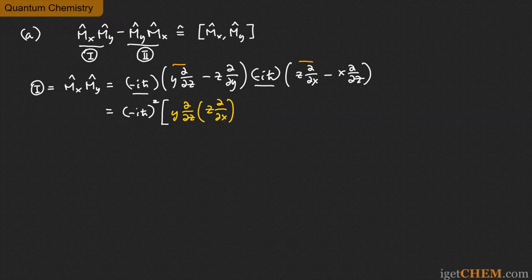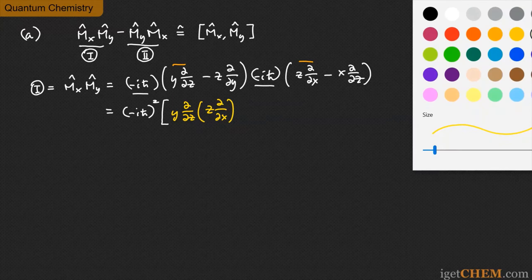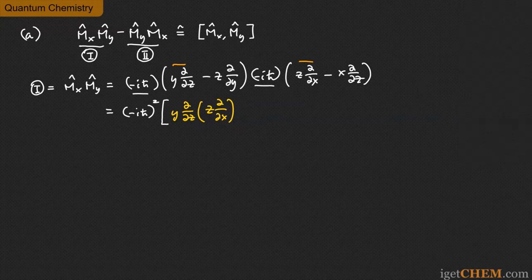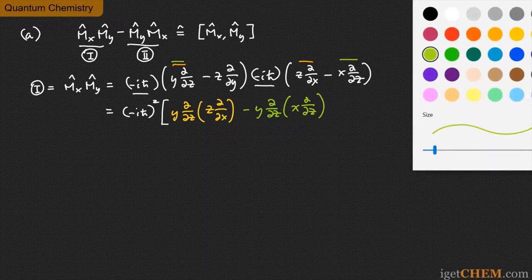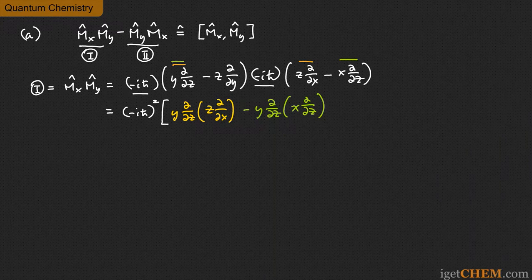So that's the first term. And now the second term I would get by having this go with that. And notice that there is a minus sign in that term. So y partial z, and then we have x partial z. And now the third term we will get by having this go with that. And notice again that there is a minus sign. So z partial y and z partial x.